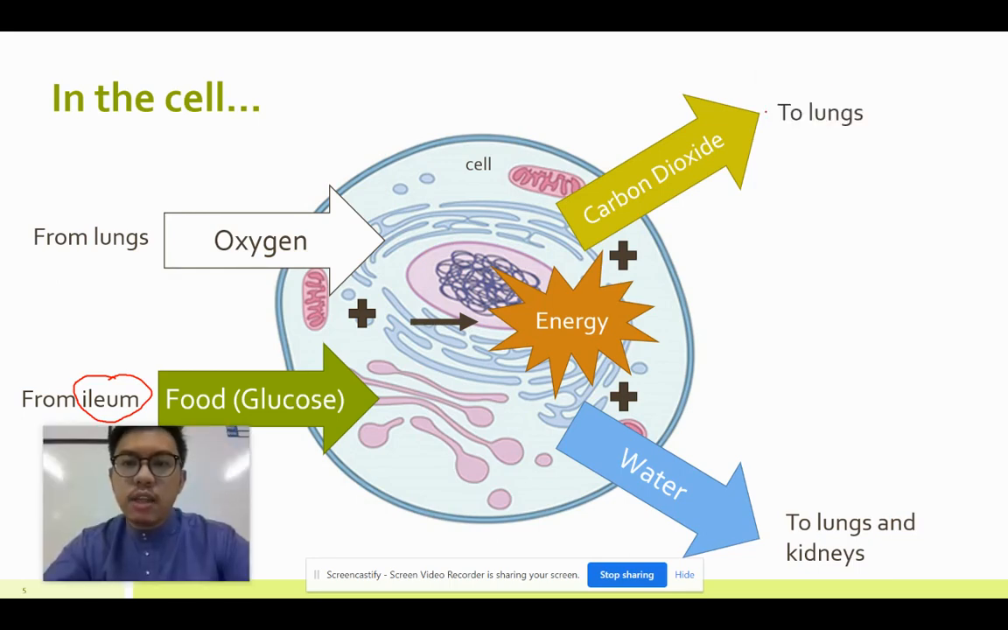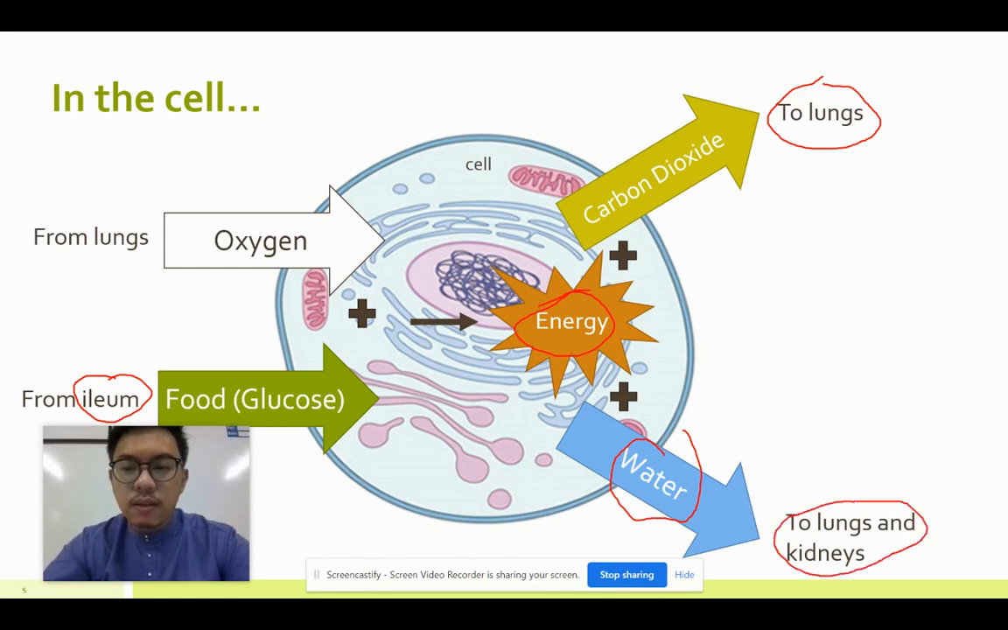Now, carbon dioxide is a waste product. We don't need it in our body, so we release carbon dioxide to our lungs and then to the air. So it's a waste product. Energy, of course, we need it. This energy we use to grow, to move, to do other things. And then water we store in our lungs, our kidneys, and a lot of different places.